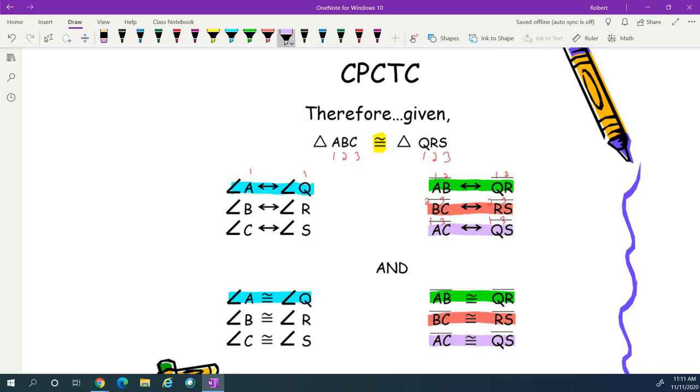Again, all we're doing, even without the picture, is using the way those triangles are named: first letter matches first letter, second letter matches second letter, third letter matches third letter. So angle B and angle R match. Angle C and angle S match. Segment BC, 2 to 3, matches segment RS, 2 to 3. So it's really important that we get that congruence statement correct. This triangle is congruent to that triangle. And we'll show how to do that now.